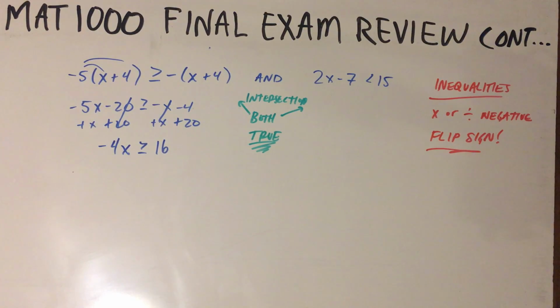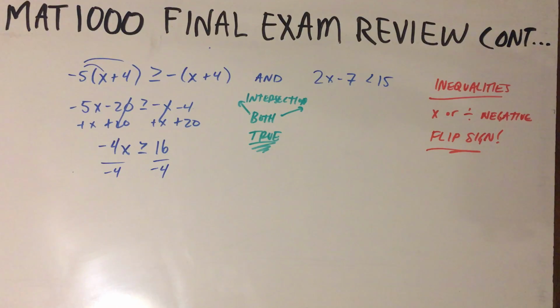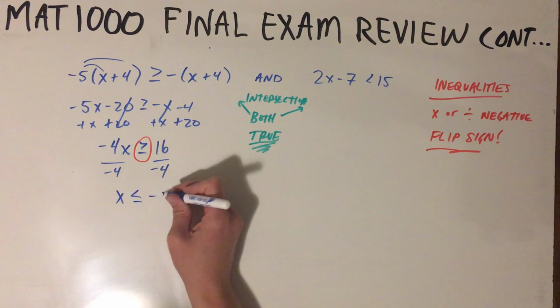All right, so we have to flip that sign. Right here, I am going to divide by a negative 4. And when I divide by this negative 4, I have to switch this sign here. So now I'm going to get that x is less than or equal to negative 4.